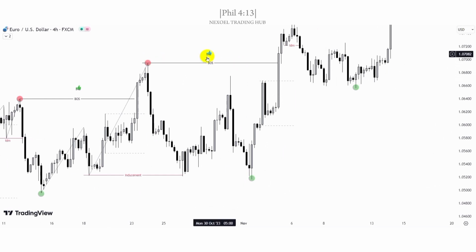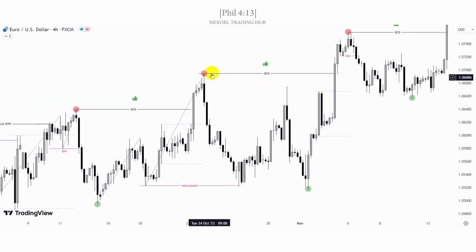So we can see that now price pushed to the upside and took out the external range liquidity. We have a valid break of structure. We have a valid higher high point because this took out the sell side liquidity, the inducement. So this is a valid higher high point, meaning this is a valid break of structure.